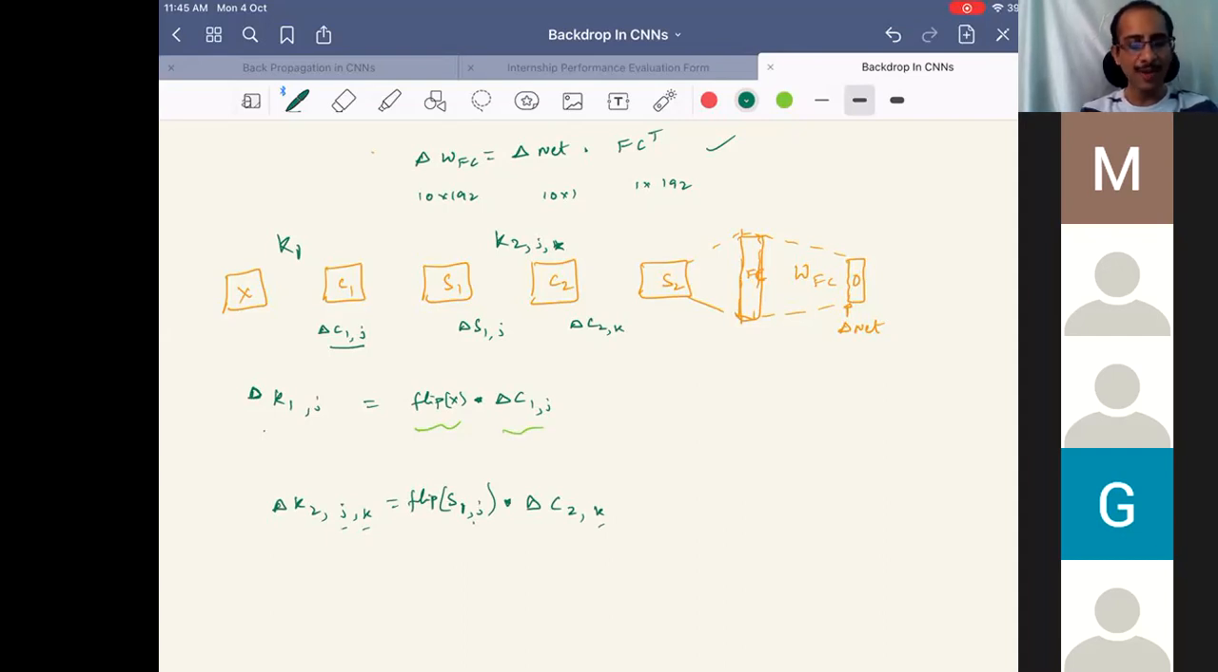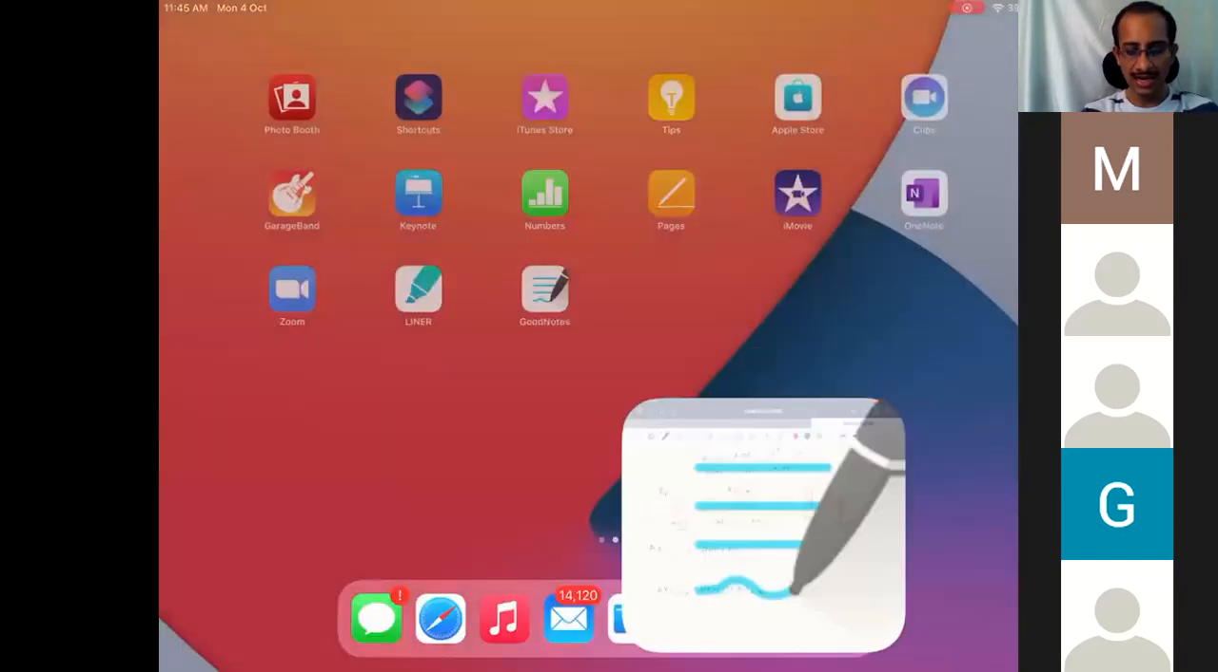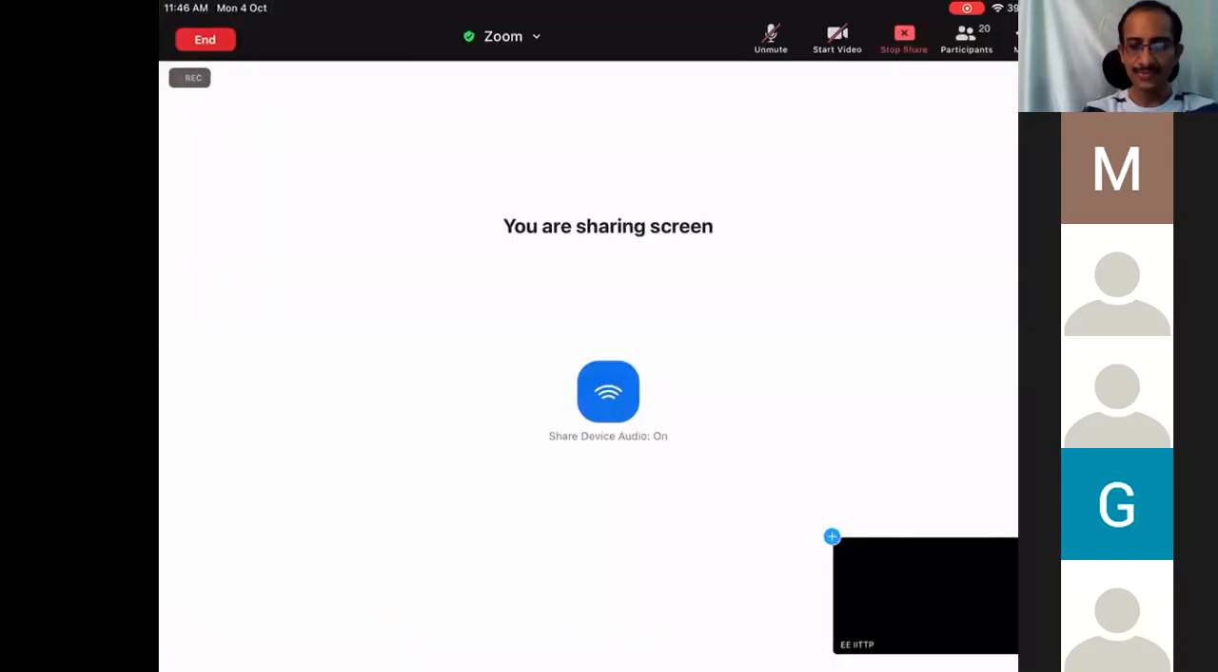Okay, so the same principle applies even here. Now let us see how exactly this is done in convolution neural networks. Especially in the convolution layer, how do we do it? That's what we will see now. Okay, so I am sharing the slides now. I will stop sharing from here and share the slides.